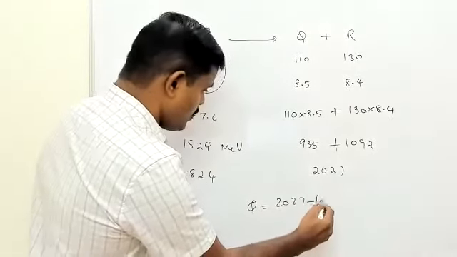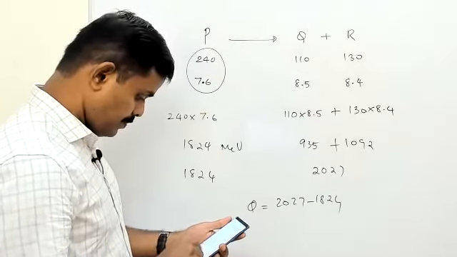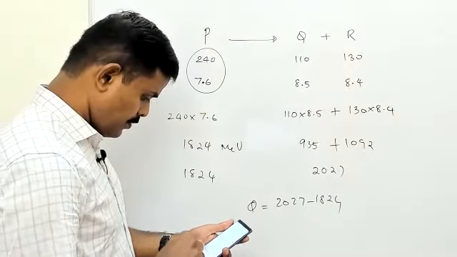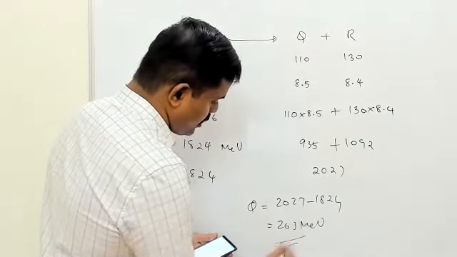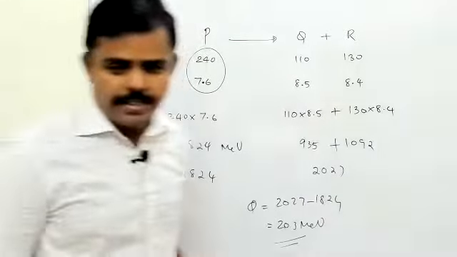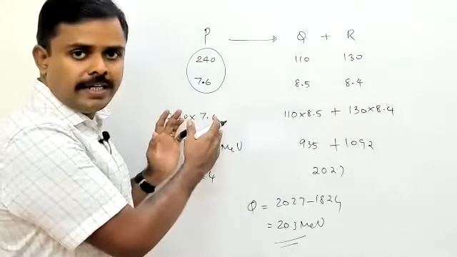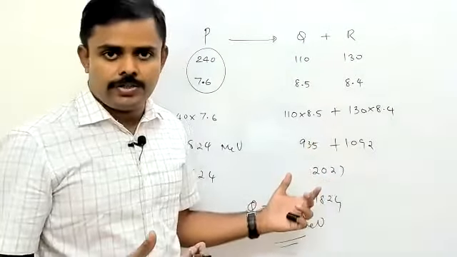So what is the energy released then? 2027 minus 1824. That is 203 million electron volt. That will be the energy released. It's actually common sense, because whatever energy is on the left side should be the same as on the right side, because energy conservation should be there, no?